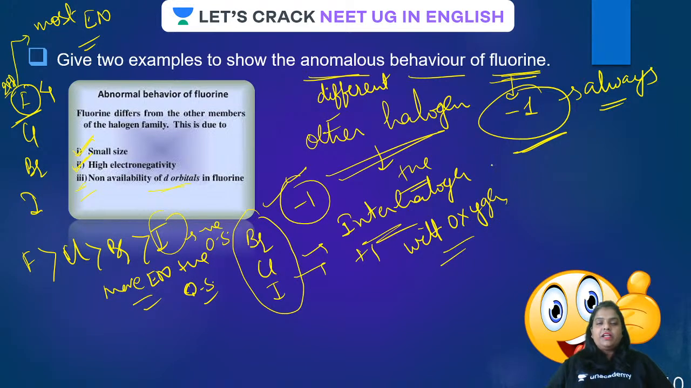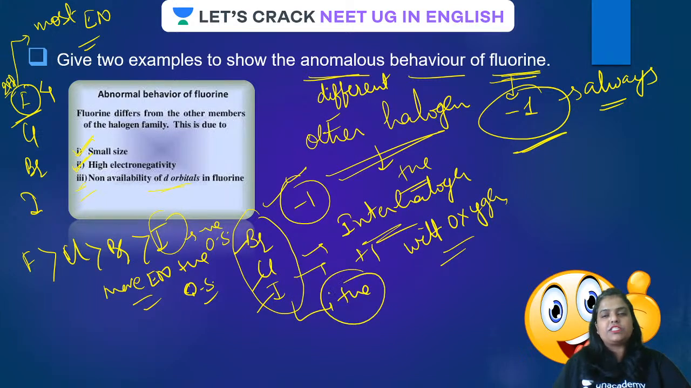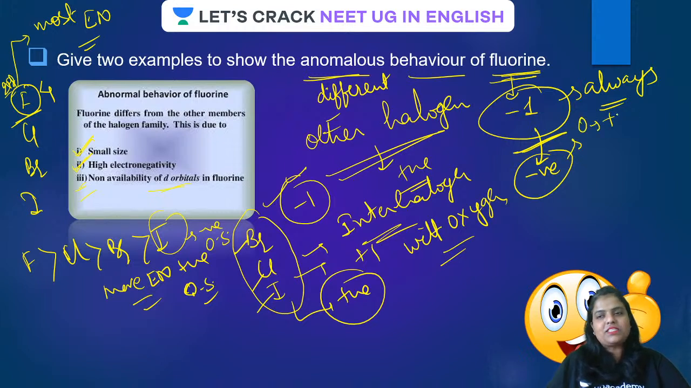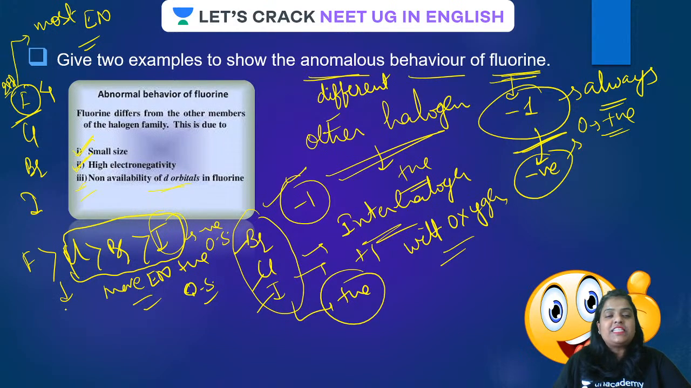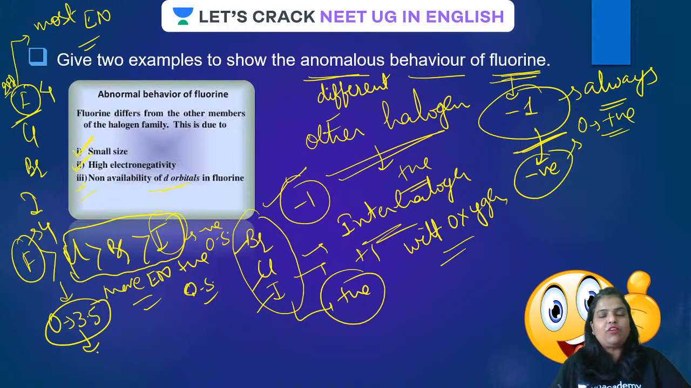Along with oxygen also, other halogens show a positive oxidation state, but fluorine shows negative. In that case oxygen has to show a positive oxidation state, because oxygen is more electronegative than chlorine, bromine and iodine, whereas it is less electronegative than fluorine. The electronegativity value of fluorine is 4, whereas that of oxygen is 3.5. Is that clear, guys?